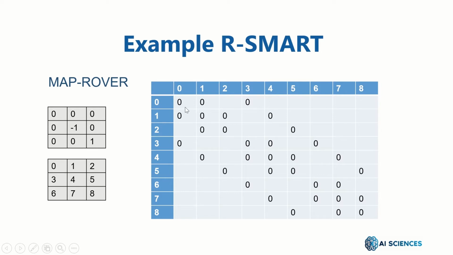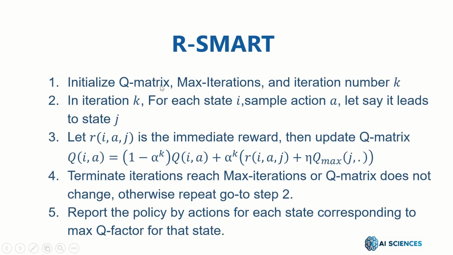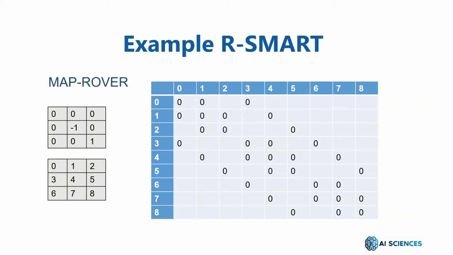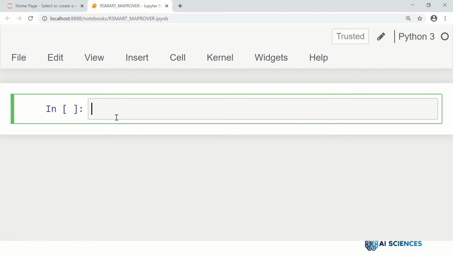The immediate reward matrix will stay the same over the iterations of the algorithm, but the Q matrix will gradually change according to the equation that we saw in the previous video in detail. That is the Q update in R-Smart. So let's go to Jupyter Notebook and see how we can implement that.